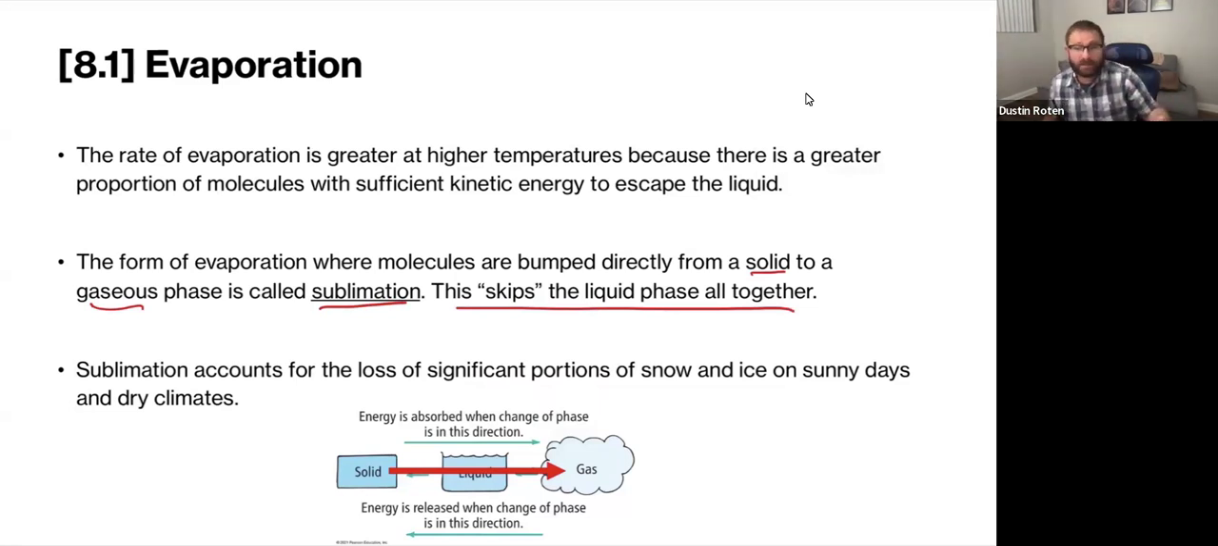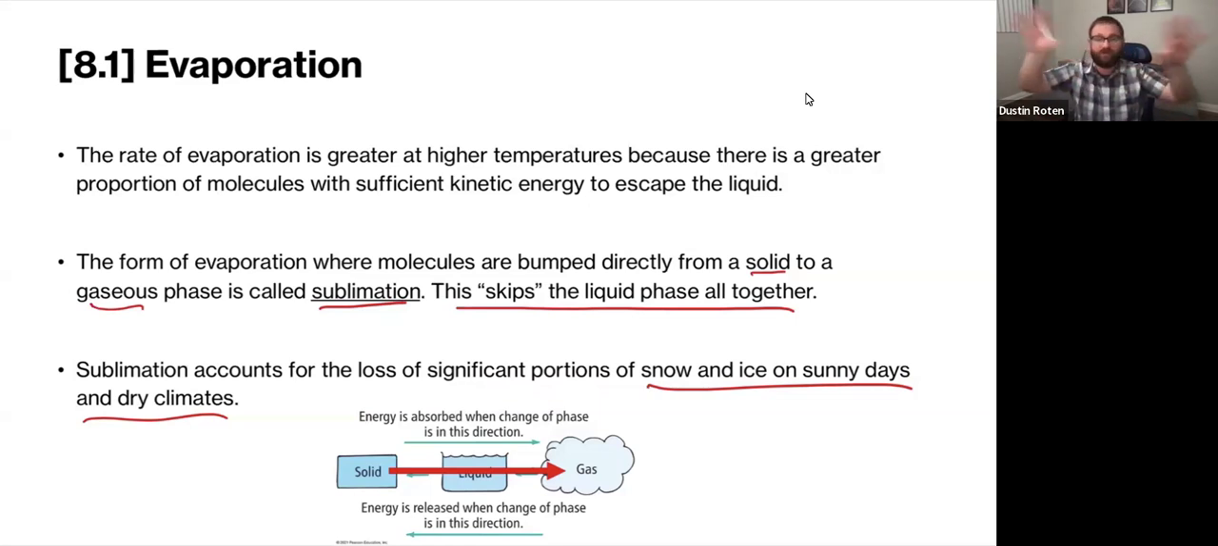And when this happens in nature, you can see it sort of happen with snow and ice on sunny days in really dry areas. So, like Salt Lake City, places like that. Essentially, you have solid snow, but there's so much energy in those molecules from the sunny day and dry climate. Some of those molecules don't even melt, they just go straight to water vapor, right? So you can see that this probably requires more energy than normal to jump through an entire phase and go straight from solid to gas.